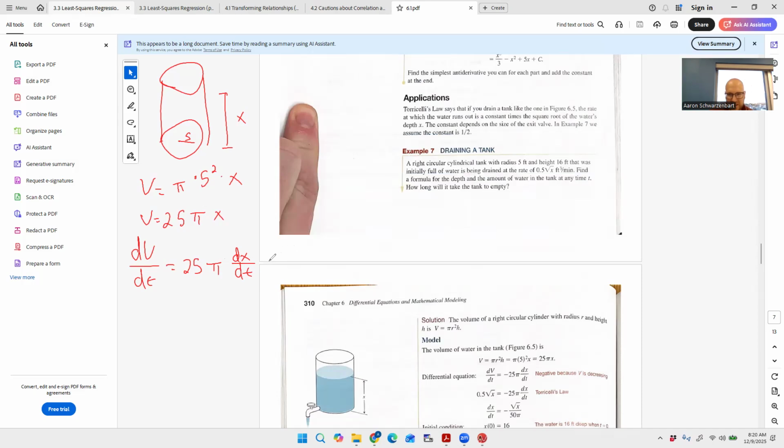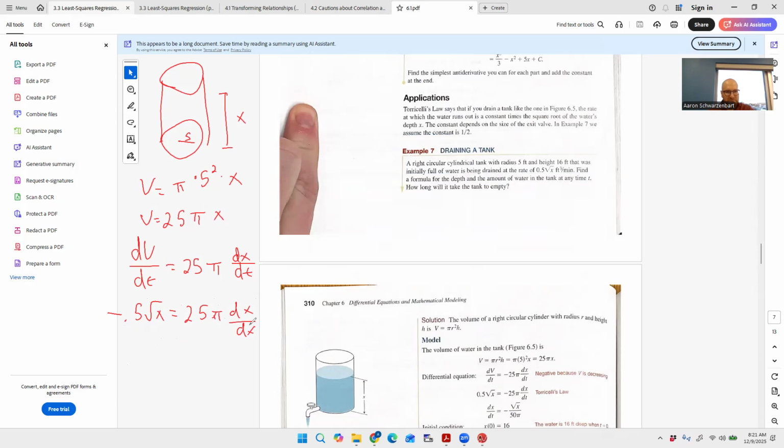And I have no idea why they made it negative. They made it negative because the volume is decreasing. Okay. I disagree with that statement. What I would say is dV/dt is negative 0.5 square root of x. That's what they told us in the problem, so I would put the negative there.